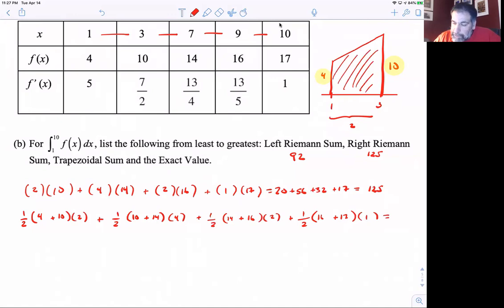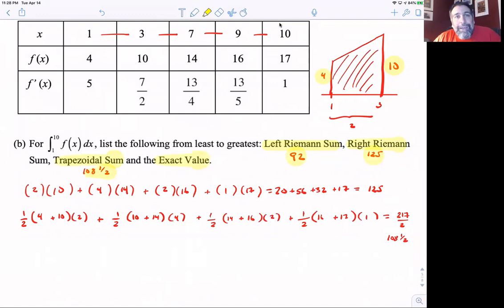If we compute all of this, we're going to end up with, let's see here, 115, 102, 217 divided by 2, which is 108 and 1/2. Okay, 108 and 1/2. So that'll be the trapezoidal, 108 and 1/2. So now we know the left Riemann sum is 92. We know the right Riemann sum is 125. We know the trapezoidal sum is 108 and 1/2.